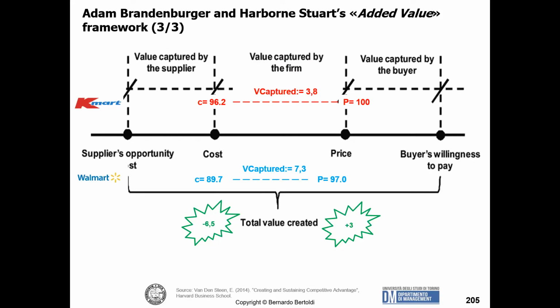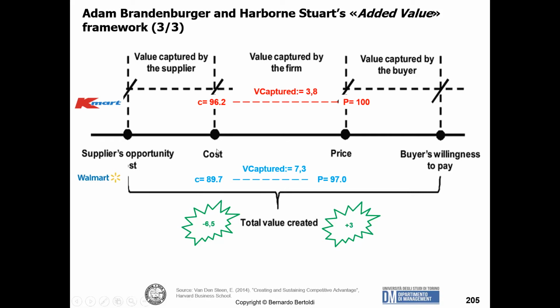Then we compare the same average amount of goods, bought by the same standard customer, at Walmart. Here it's 97, and here it's 89.7. So what we come to know is that Walmart is capturing more value in the value creation process. It's getting $3.5 more than Kmart. It's capturing that amount for itself.